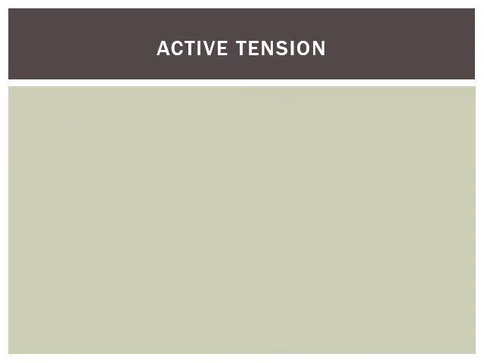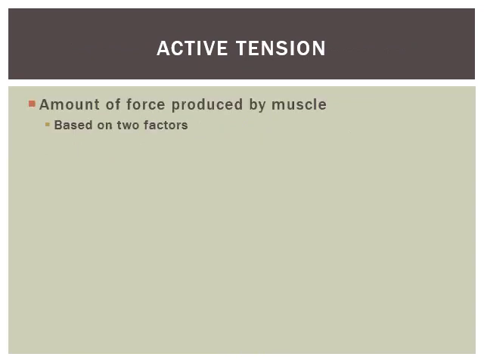Okay, when we're talking about active tension, the amount of force produced by a muscle is based on two different factors. Those two factors are basically the number of motor units that you recruit and the firing rate, or how fast those motor units actually are recruited. So those are the two big factors when we're talking about active muscle tension. The number recruited and how fast they're recruited.